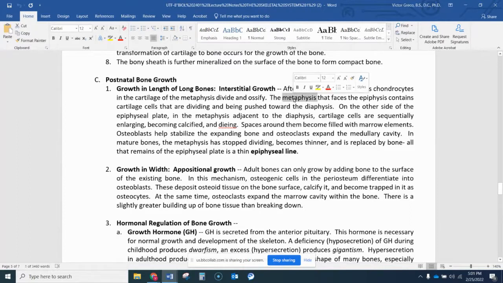it says the metaphysis, but probably should call that the epiphyseal plate if we're still growing. All right. So that epiphyseal plate that faces the epiphysis contains cartilage cells that are dividing and pushed towards the diaphysis. So that means, yeah, growth takes place at that epiphyseal plate, and that new bone gets pushed into the diaphysis, elongating the shaft of the bone. And that continues to happen, right, as long as you're still growing. But once the bone is mature, it's stopped dividing, that epiphyseal plate becomes thinner, and it starts being replaced by bone. So when you have no more cartilage left, then we call it the epiphyseal line.